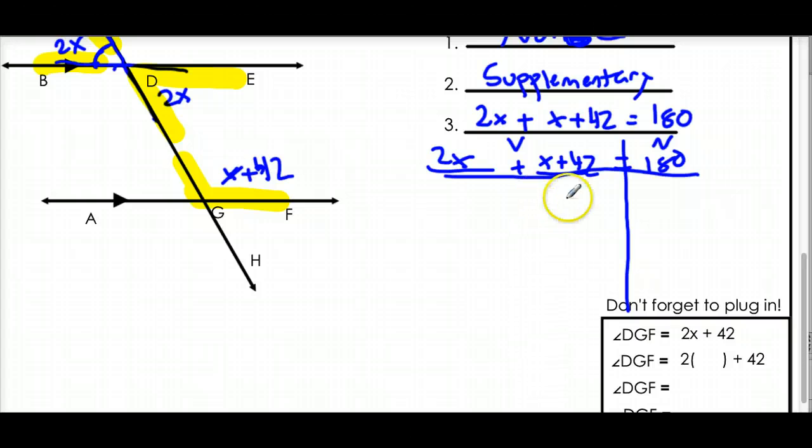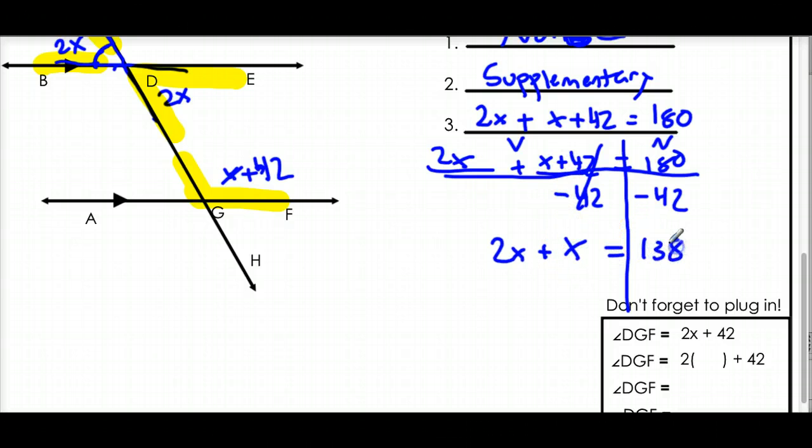What we're first going to start by doing is moving our numbers over. So we're going to subtract 42 from both sides. The numbers have to go on the number side. That goes away. My 2x comes down and my x comes down, and that's going to be equal to 138. Now if you look over here, these are both variables and they're on my variable side, so I'm just going to combine them. So 2x plus x equals 3x, and 3x is equal to 138.